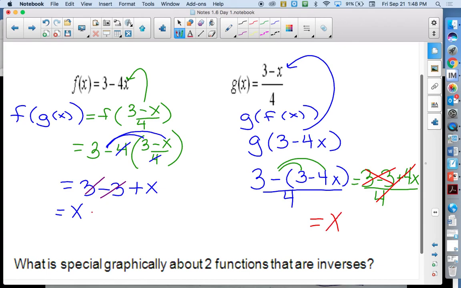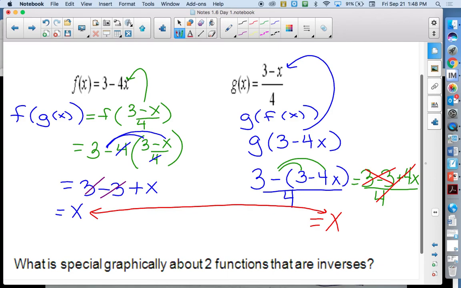So if they both equal x, they're inverses. If one is x and the other one is 2x, they're not inverses. Questions? So that's the algebraic verification. You don't want to say algebraic proof that they're inverses of each other. So now I want you to look at it graphically.